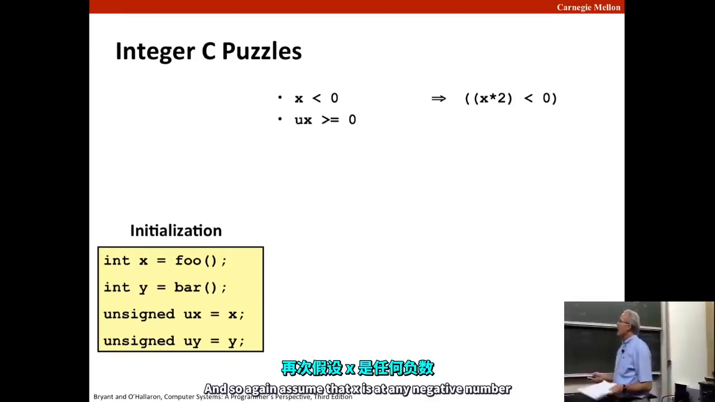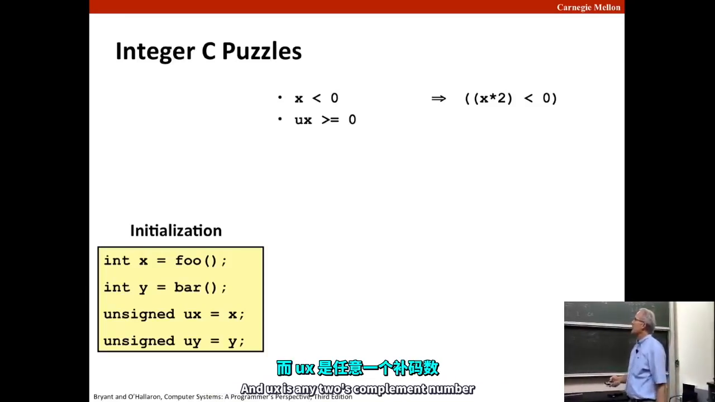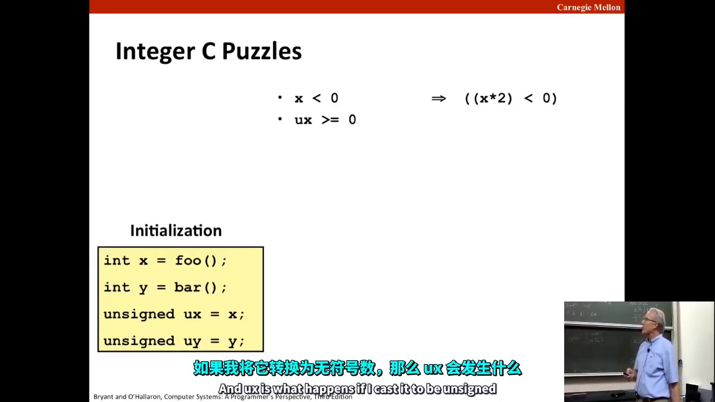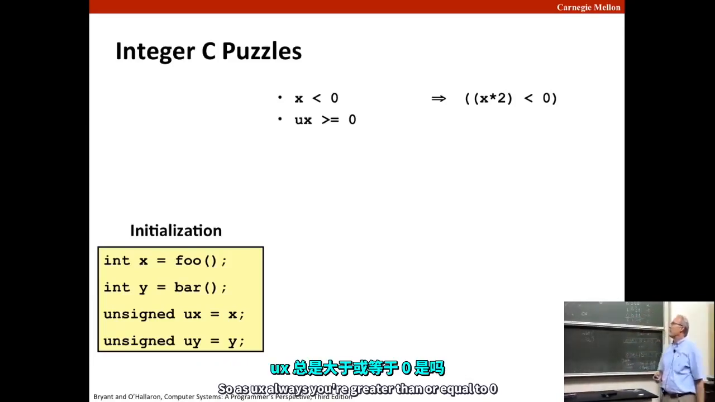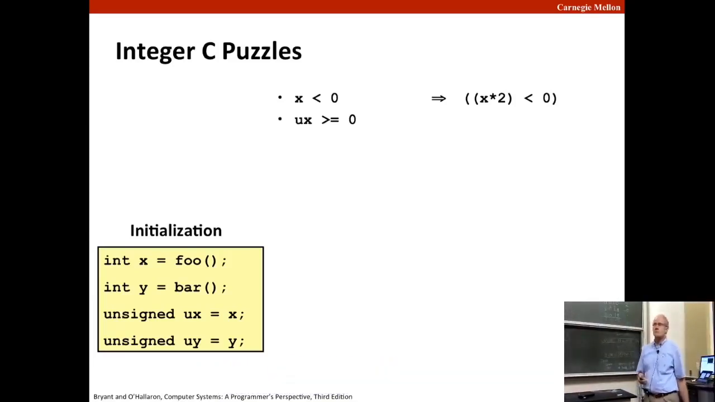So again, assume that x is any 2's complement number, and ux is what happens if I cast it to be unsigned. So is ux always greater than or equal to 0? Yeah.